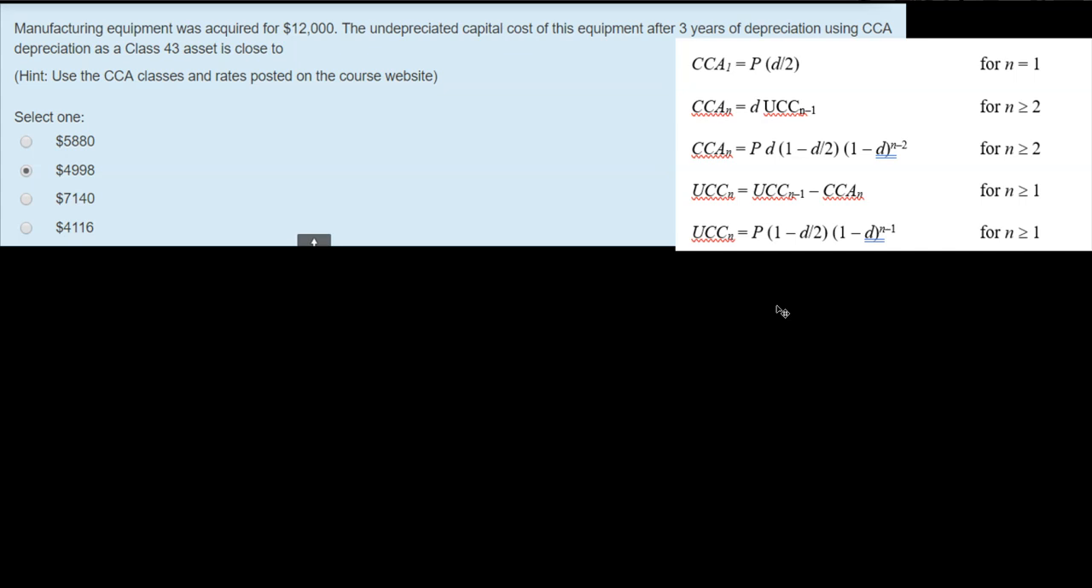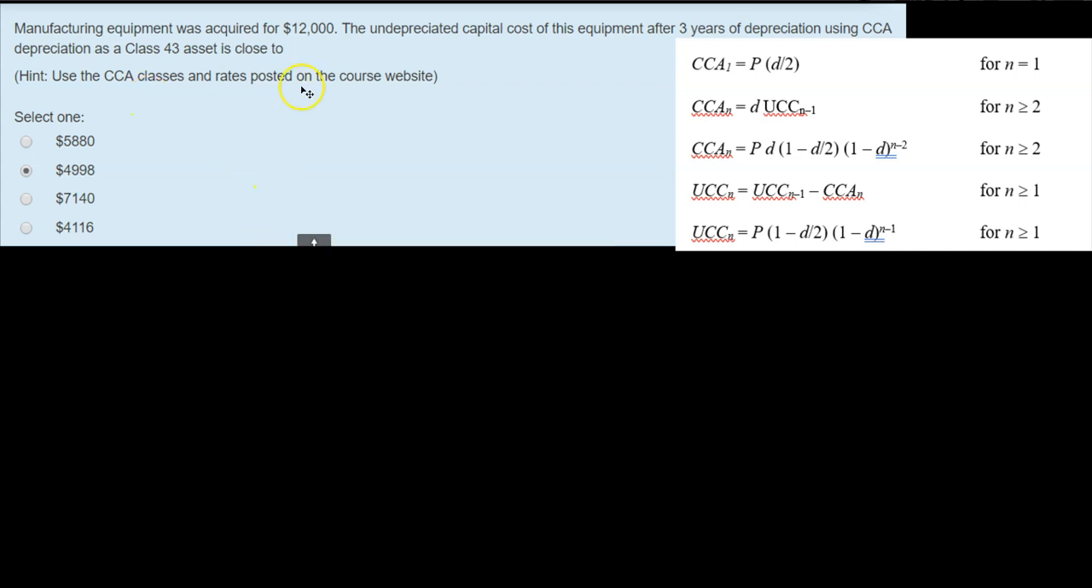Basically, Canada Revenue Agency will take into account that assets are depreciable, and they will give you a tax break. They will give you a capital cost allowance annually to make up for that depreciation, basically. So let's figure out how to find it.